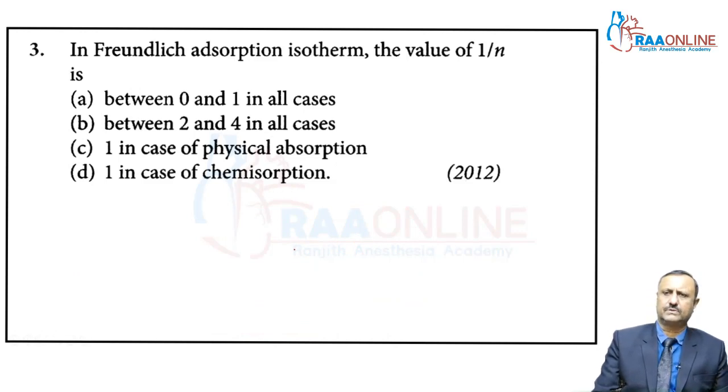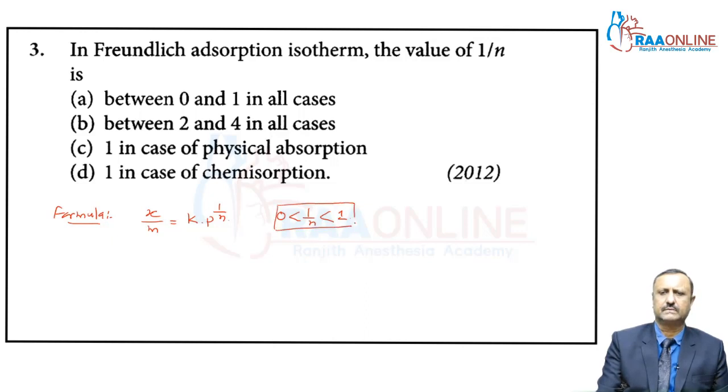Here in the Freundlich adsorption isotherm, what is the value of 1 upon n? Here you can see the formula: x upon m is equal to k into p power 1 upon n. So, my dear students, this 1 upon n lies between 0 and 1, greater than 0 and less than 1. So, you can go to answer A, question number 3.